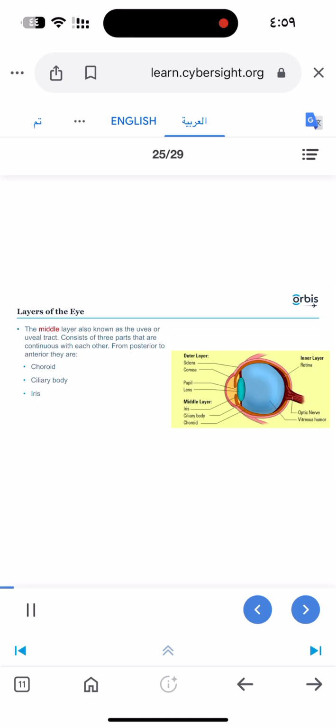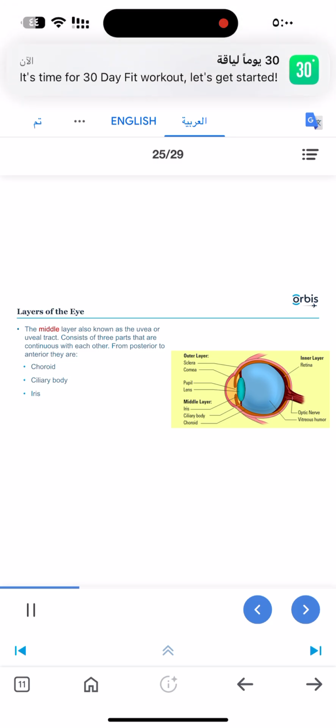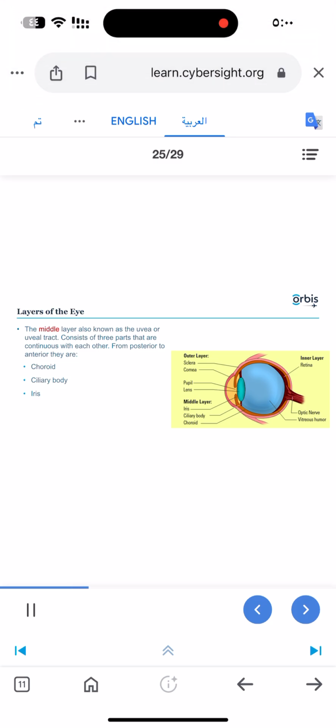The next layer of the eye is the middle or vascular layer, which is also known as the uvea or uveal tract. This consists of three parts that are continuous with each other, and from posterior to anterior they are the choroid, the ciliary body, and the iris.